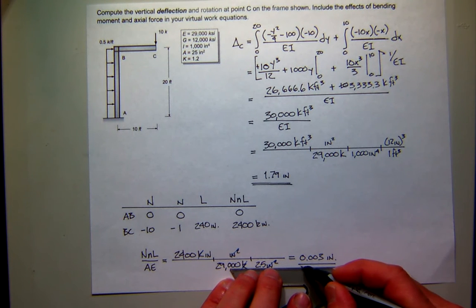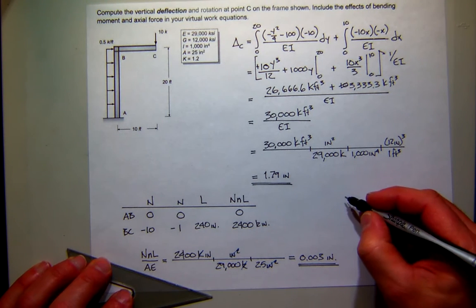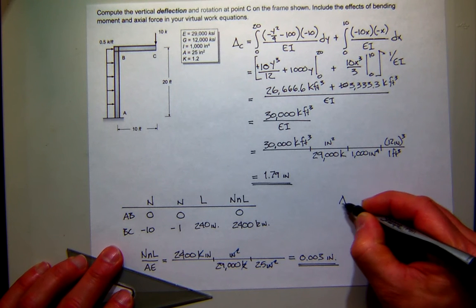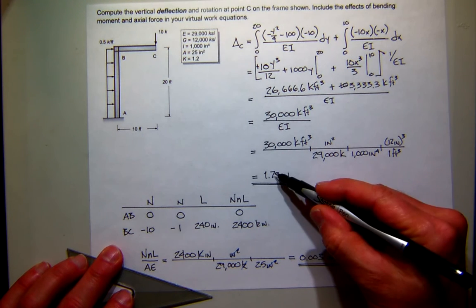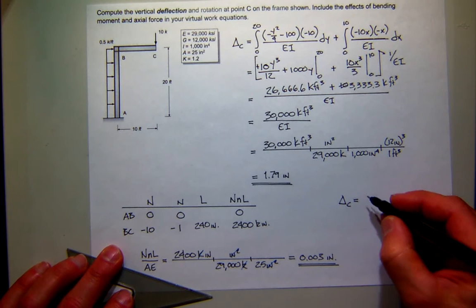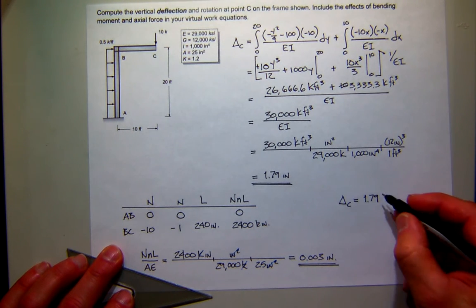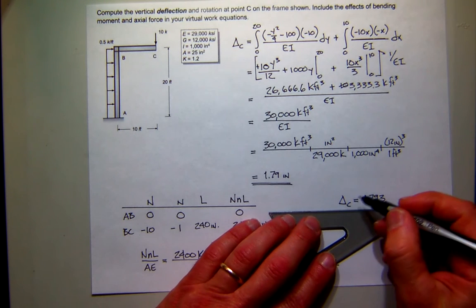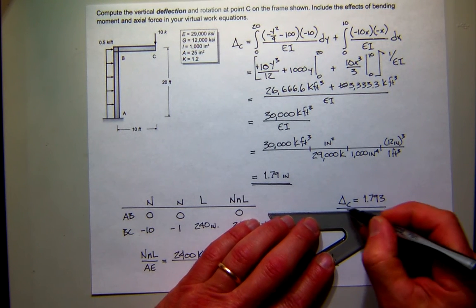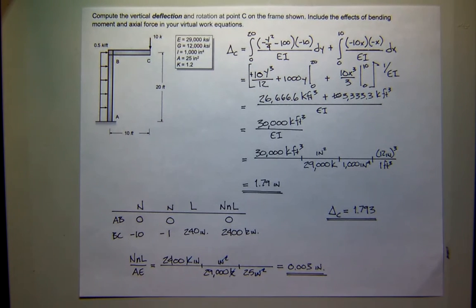So what happens is the column is compressing just a little bit. So now the total displacement at C would be 1.79 plus this, which would be 1.79. I don't know if we had any extra numbers, but let's just say it's 1.793. Any questions about that?